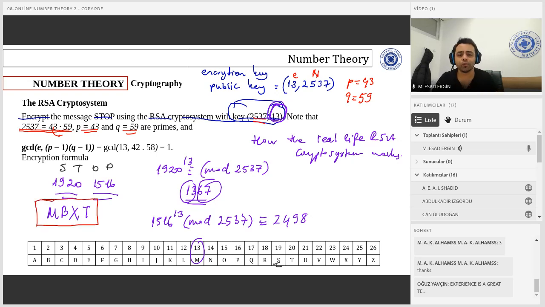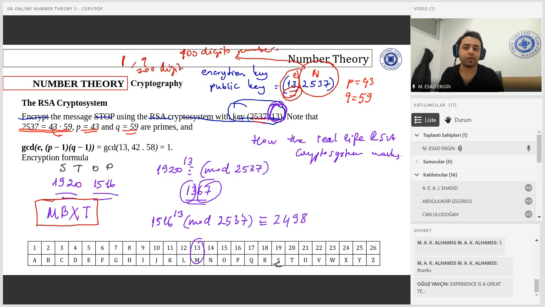But this is not what we are going to use. This is how the RSA algorithm actually works. But of course, instead of 13, they have to use very big prime numbers, and n might be approximately a 400-digit number, because each of p and q has 200 digits, and they are also prime numbers.